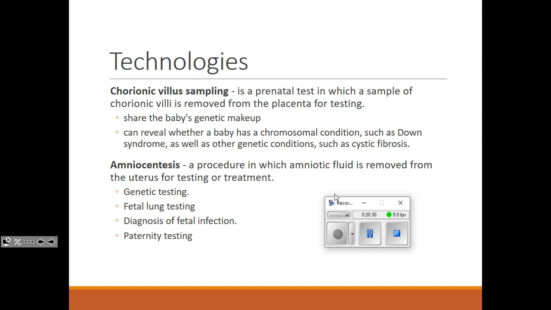Another technology is called amniocentesis. It's a procedure where you take a bit of amniotic fluid, so a bit of the fluid out of that sac, and then we take it for testing or treatment. Genetic testing, often fetal lung testing, because the baby's floating around in there, and it can help us determine the gas exchanges happening. Fetal infection. Sometimes the amniotic fluid will develop infection, or viruses could enter there, bacteria could enter there. Paternity testing is another one.